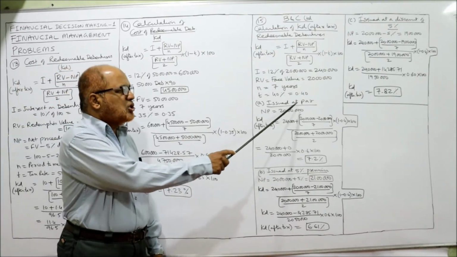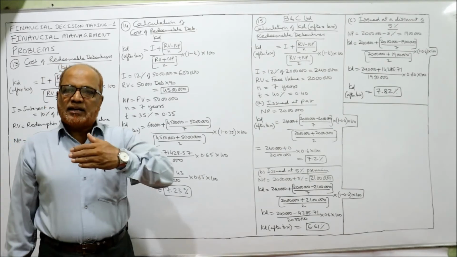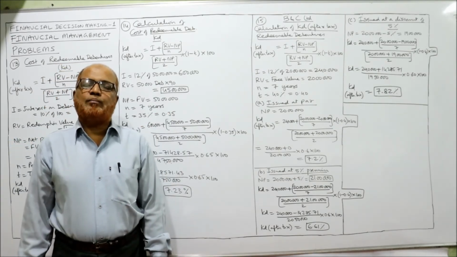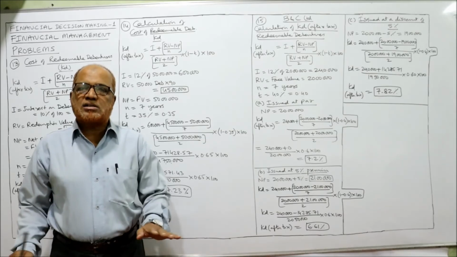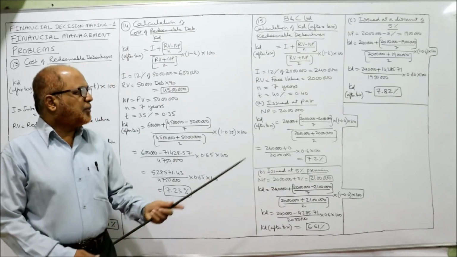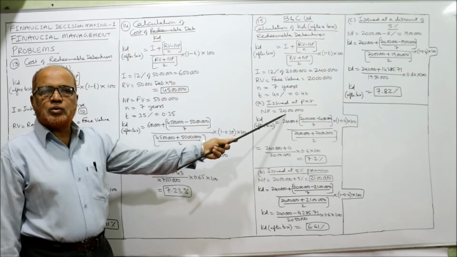First case, issued at par. At the time of issuing the debentures, the company issued at par value. Par value means face value. No discount, no premium, no flotation cost. So net proceeds will be face value, 20 lakh.